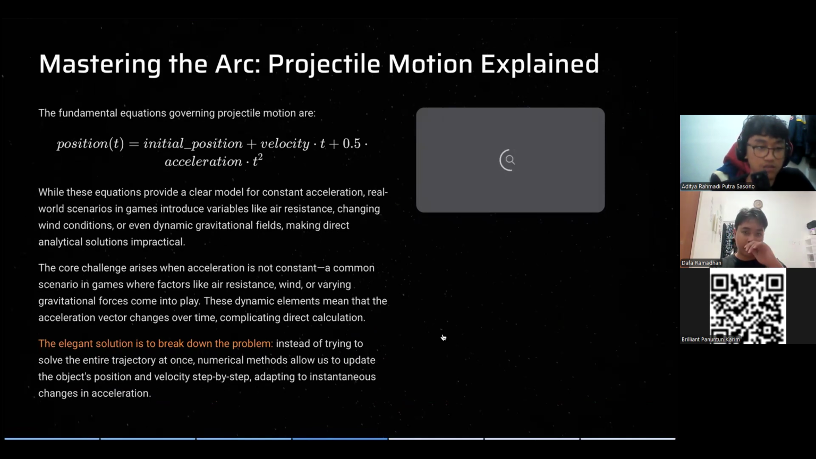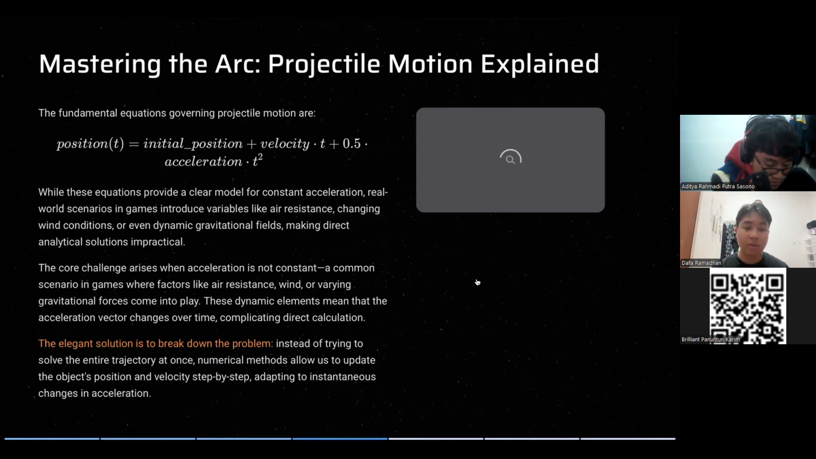So, mastering the arc of projectile motion. The fundamental equation governing projectile motion is position equals initial position plus velocity times time plus 0.5 times acceleration times time squared. While this equation provides a clear model for constant acceleration, real-world scenarios in games introduce variables like air resistance, changing wind conditions, or even dynamic gravitational fields, making direct analytical solutions impractical.